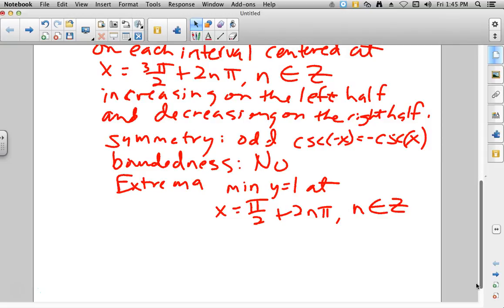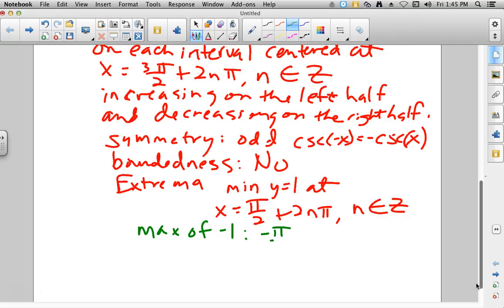Then the max is going to be negative 1. And again, we just go back and say, okay, well, when is that happening? Well, that's actually at negative pi over 2 plus 2n pi, where n is the set of all integers.